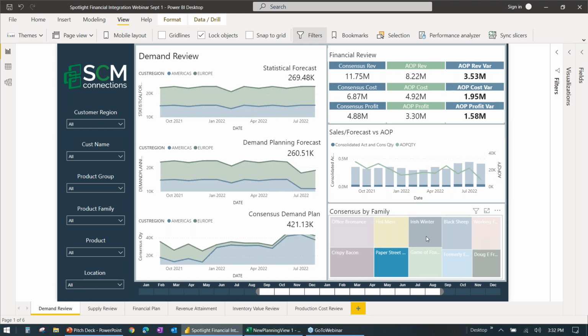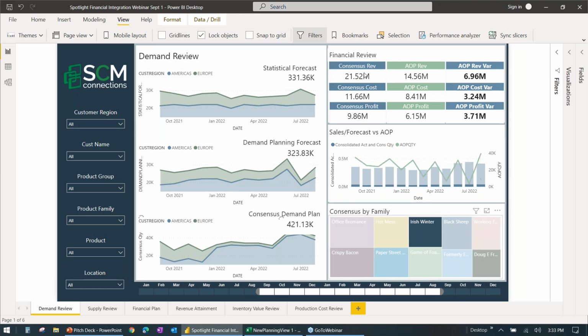And then as I work through these, it's getting updated immediately, and I can see where my revenue numbers are for each one of these products, right? So if I look here for Irish Winter, I can see that my consensus revenue for the next year, this is my planned revenue, is going to be 21.25. My AOP revenue is sitting at 14.6, and now I can see that I've got a positive variance. I'm exceeding my revenue targets for the next 12 months.